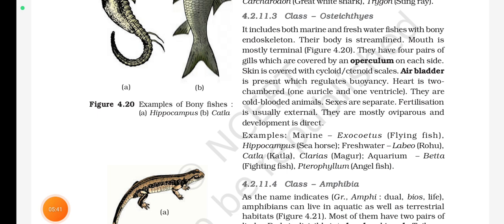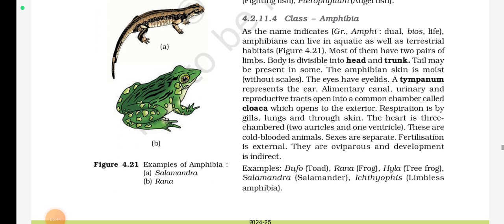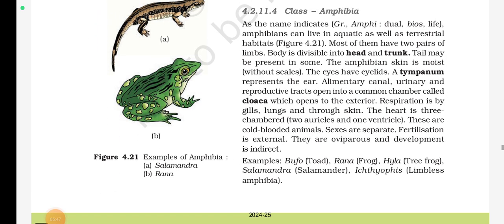The next class of Gnathostomata, under Tetrapoda, is amphibians. Do you all understand Pisces? Yes, under Pisces there are two classes, Chondrichthyes and Osteichthyes. One is Chondrichthyes, cartilaginous fish, and one is Osteichthyes, which are bony fish. Now, amphibians under Tetrapoda.